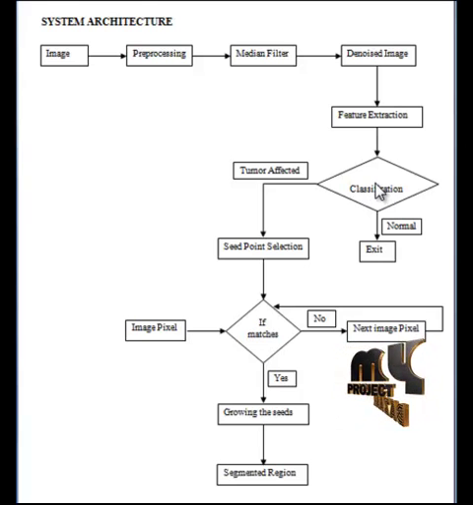Classification is done using the KNN classifier. In pattern recognition, the K nearest neighbor algorithm is a non-parametric method for classifying objects based on the closest training examples in the feature space. In KNN, the function is only approximated locally and all the computation is deferred until classification. The KNN algorithm is among the simplest of all the machine learning algorithms. An object is classified by the majority vote of its neighbors, with the object being assigned to the class most common among its k neighbors. If k equals 1, then the object is simply assigned to the class of that single neighbor.